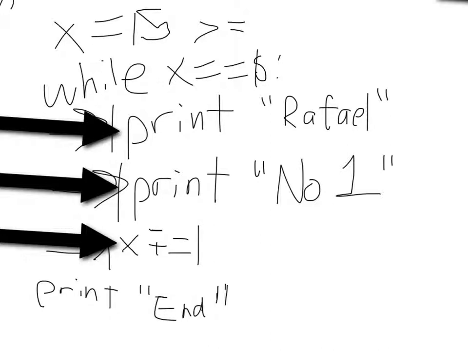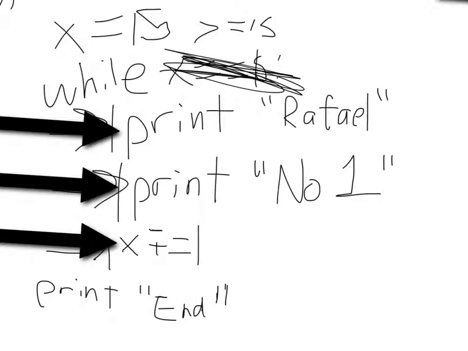So it's going to say while x is greater than or equal to 15. We're not looking at this right now. While x is greater than or equal to 15, print Raphael, and print number 1. And then x minus equals 1. And it's going to print Raphael and number 1 about 15 times.